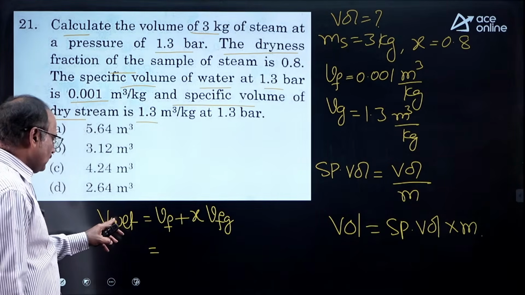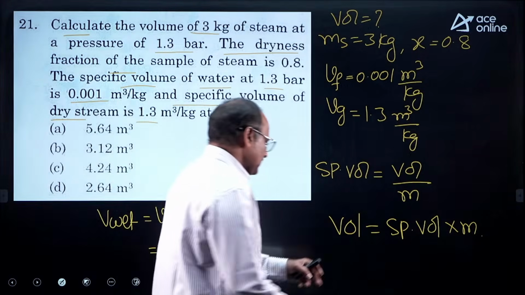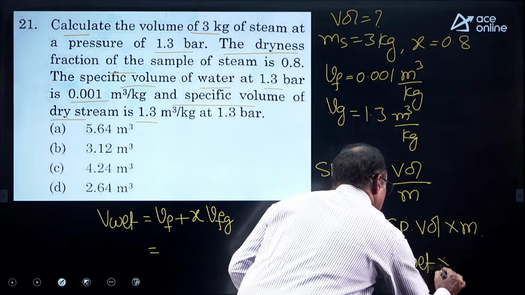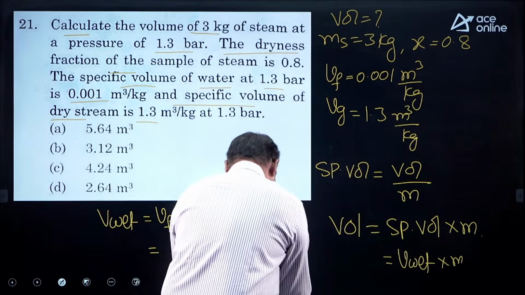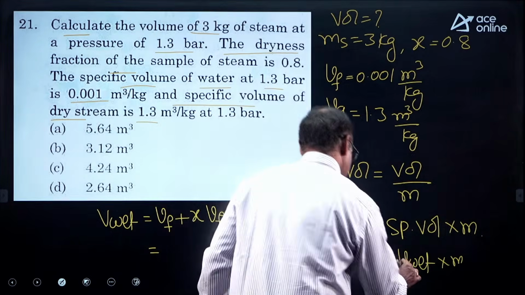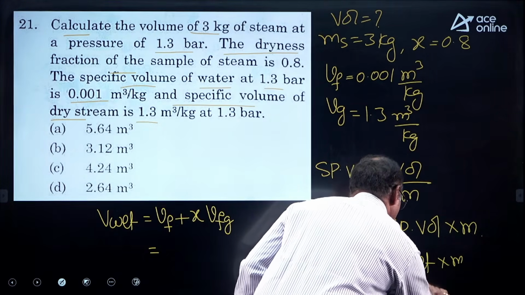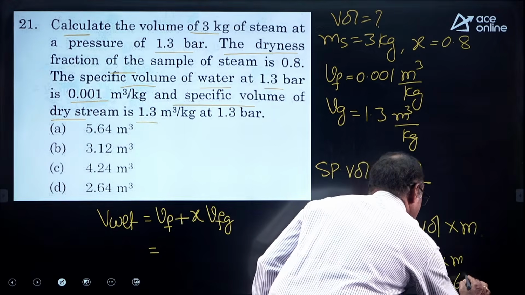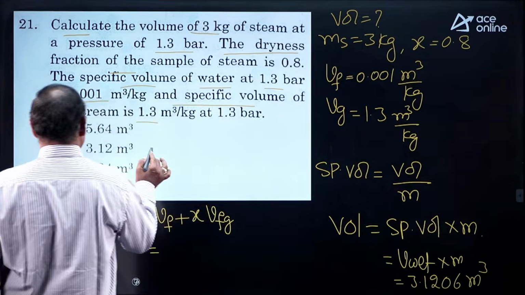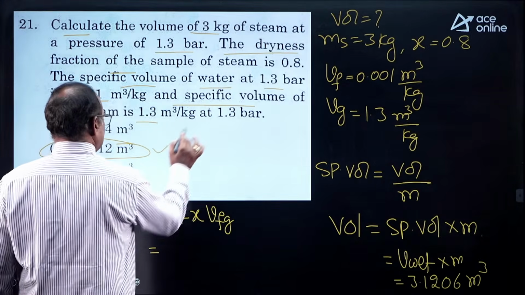You substitute that value here for getting the specific volume of the wet steam. After getting the specific volume of the wet steam, you multiply it by the mass of the steam, which gives the answer 3.1206, in meter cube. That is the answer, very simple question. Option B is absolutely correct.